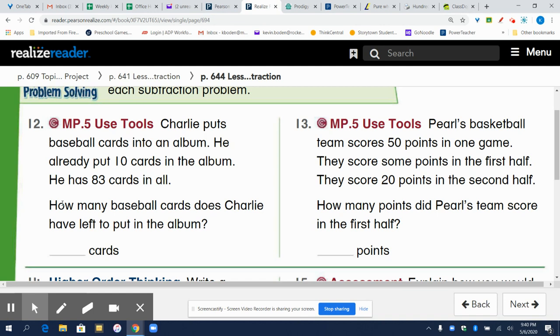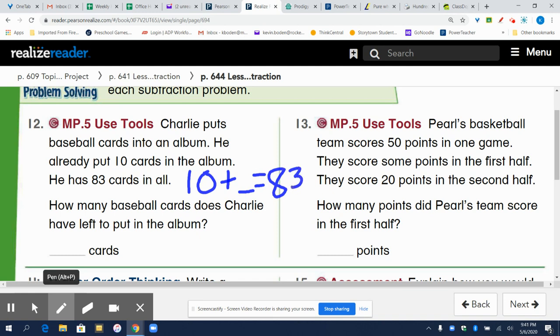Number 12, Charlie puts baseball cards into an album. He already put 10 cards in the album. He has 83 cards in all. How many baseball cards does Charlie have left to put into the album? Well, let's see. He already put 10 inside of there, so he has to put a whole bunch of cards into the album. But I don't know how many more. He already put in 10. And he has to have 83 in all.